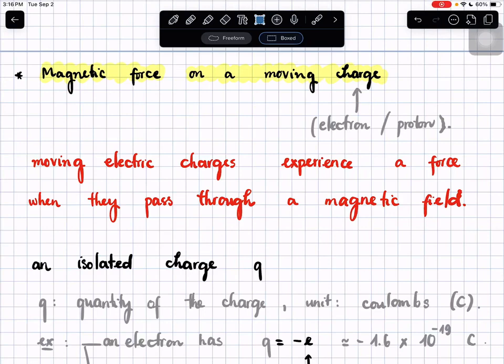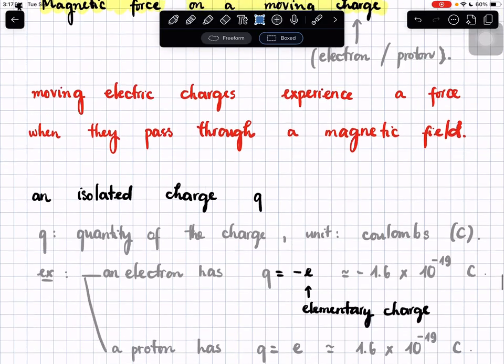Here we have an application of cross products. We use cross products to compute the magnetic force on a moving charge. A charge here you can think of as an electron or proton. Moving electric charges experience a force when they pass through a magnetic field.